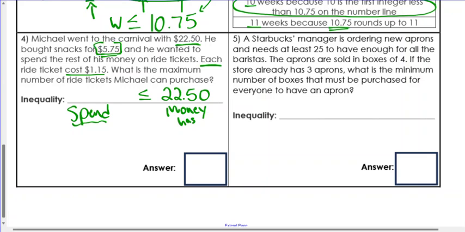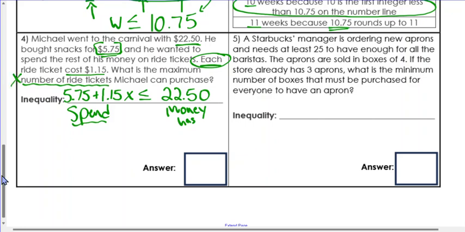Well, he already bought snacks for $5.75. Plus, he's going to spend $1.15 on each ride ticket. That word each is telling us where that multiplication is happening. For each ride ticket I get, I'm going to multiply it times the cost of the ride ticket, which is $1.15. So that's going to be 1.15 times x.